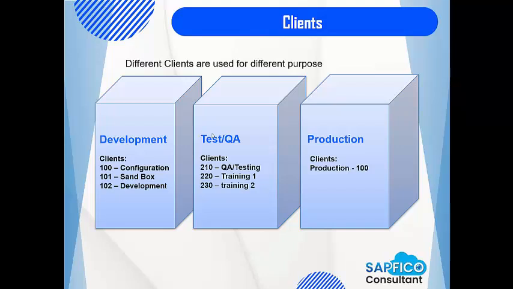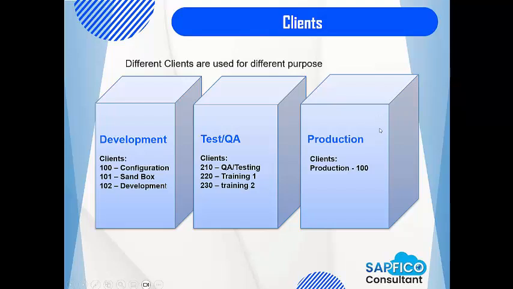Now, typically clients are used for different purposes. For example, we have 3 different systems here. We have a development system. This is not a client, this is a server. Development, these are the servers. Okay, now we have a development system. We have a test system, that is a test server, or we can call it a quality server. And we have the production server.